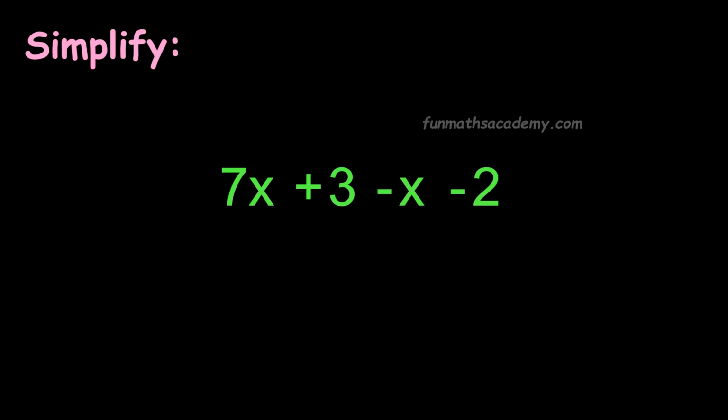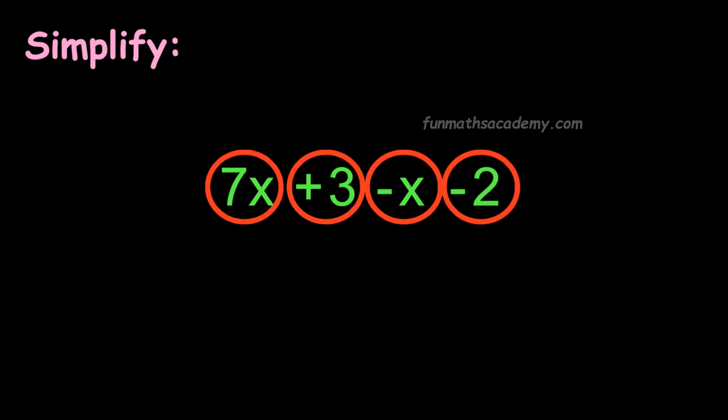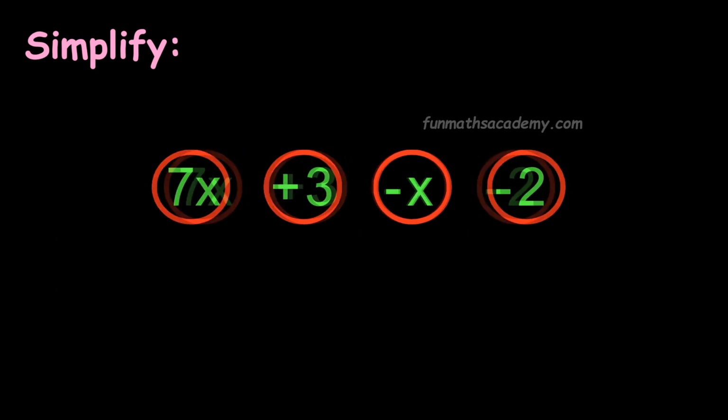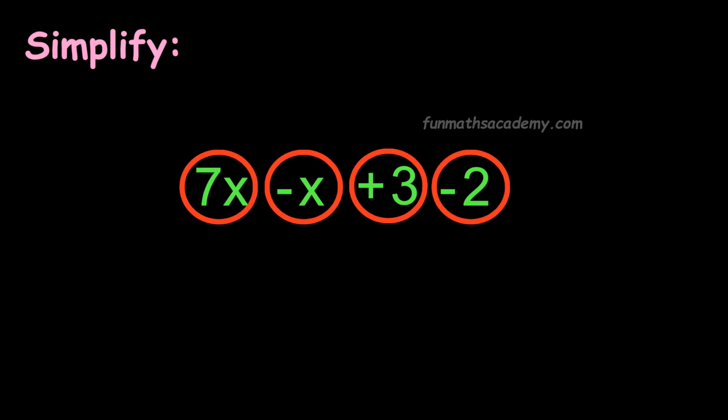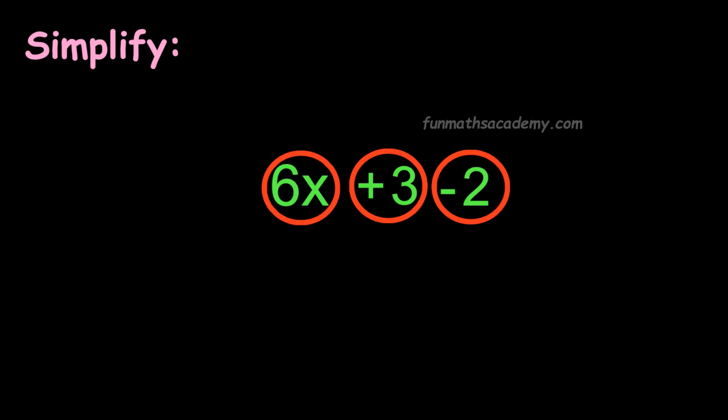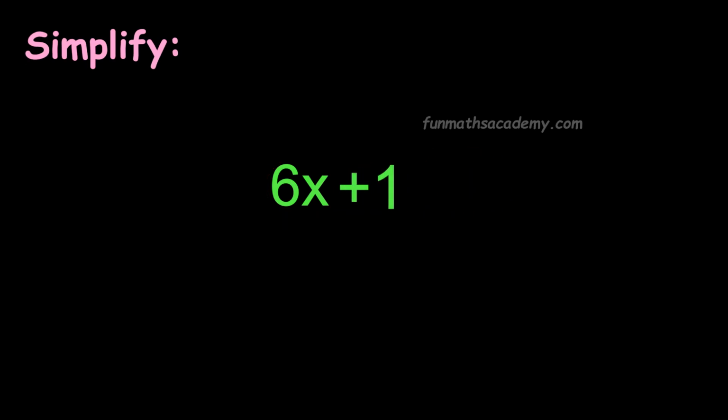To simplify, follow these steps. Put bubbles around each term. Be sure to capture the plus or minus sign in front of each term. Then, you can move the bubbles in the best order so that like terms are together. Now combine the like terms. 7x minus x is 6x and 3 minus 2 is 1. So 7x minus x plus 3 minus 2 simplifies to 6x plus 1.